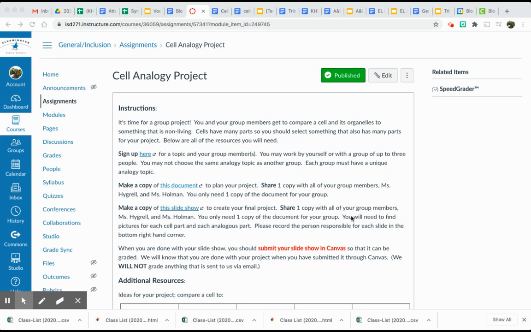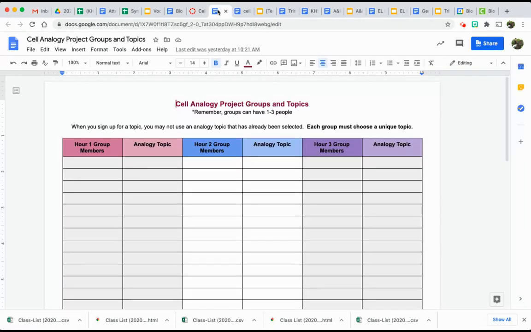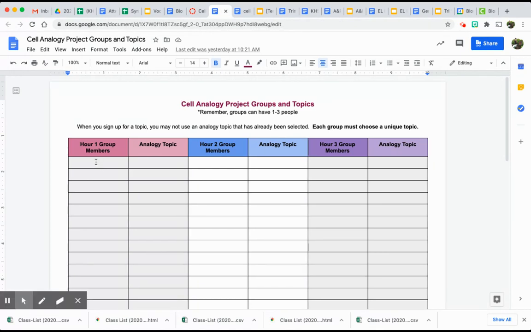All right, students, it's time to start the cell analogy project. So we're going to go through the different things you're going to need to do. The first thing you should do is figure out if you would like to work by yourself or with a partner. Where it says sign up here, you can click and then go ahead and add your group members, or if you're working by yourself, and then what you're going to select for your analogy topic if you click on that document.